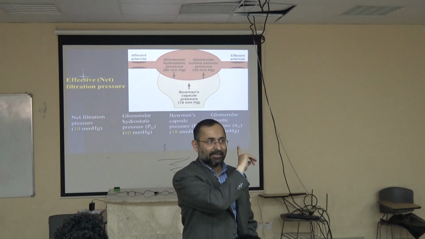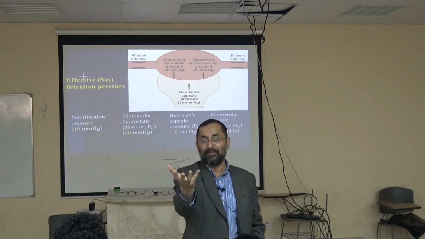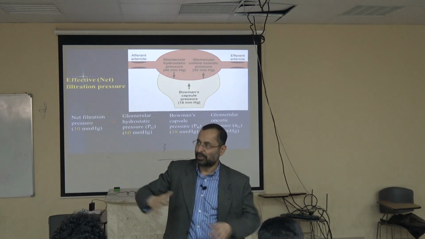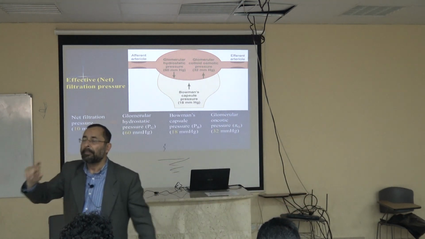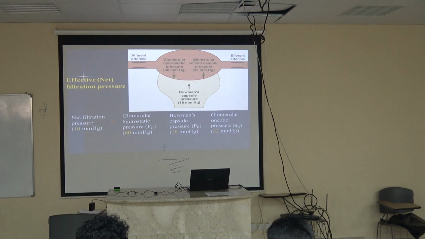It's 60, right? 60 is the highest value which is written here. So glomerular capillary pressure is by far the largest pressure here. You can see that. It is the pressure of the blood. In the blood, there is another pressure present which is written here. Can you identify that pressure?